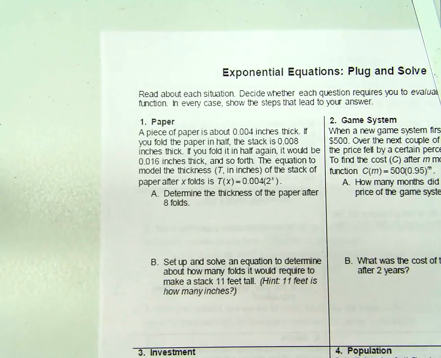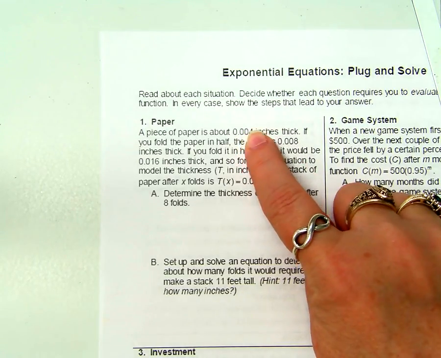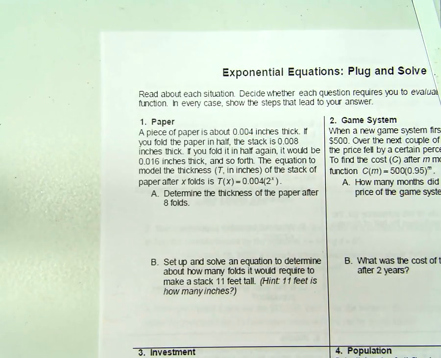A piece of paper is about 0.004 inches thick, or 4 thousandths of an inch thick, right? Tenths, hundredths, thousandths. Remember that? If you fold the paper in half, the stack is 0.008 or 8 thousandths of an inch thick. Does that make sense? If I fold the paper in half, isn't it twice as thick as it was before? Yes. If you fold it in half again, it would be 0.016 or 16 thousandths of an inch thick.